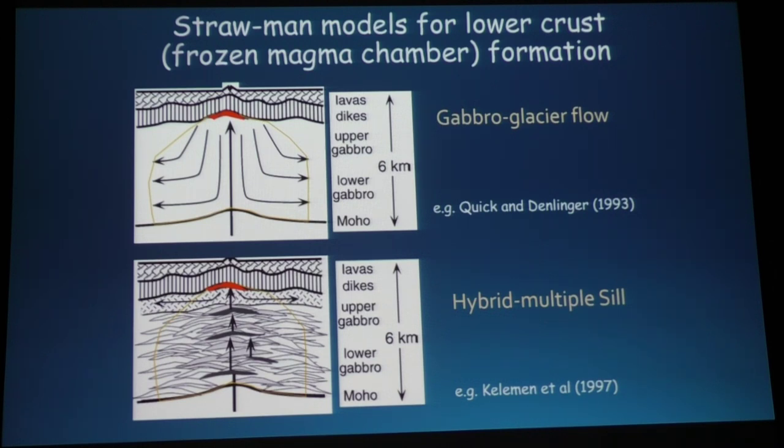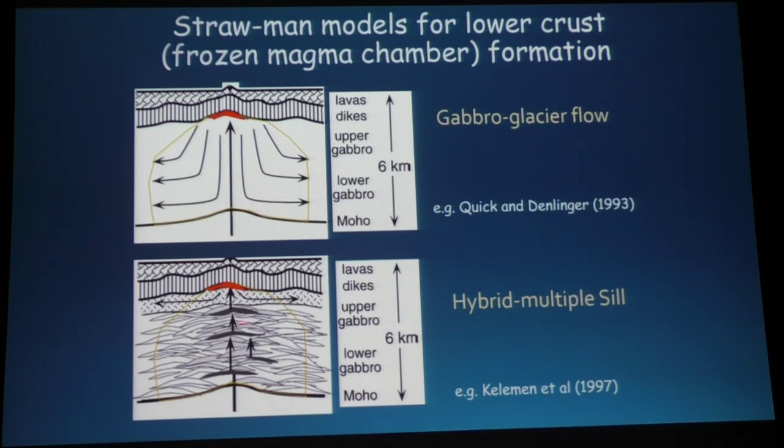And remember my point earlier, I was arguing that 70% of the Earth's surface is covered by oceans, so something like 60% is made of ocean crust, and we really don't understand how it forms. We're still arguing over big picture models like this. And here are the two end member models. One model says all the melt from the mantle goes to the top in this melt lens, and then the crystals flow away like a glacier. It's called the Gabbro Glacier Flow Model. So all the melt goes to the top, forms crystals on the bottom of this melt lens, and then they flow away like a glacier, and that's how we build ocean crust.